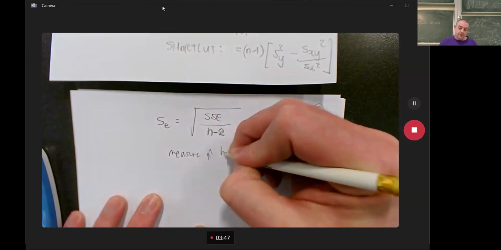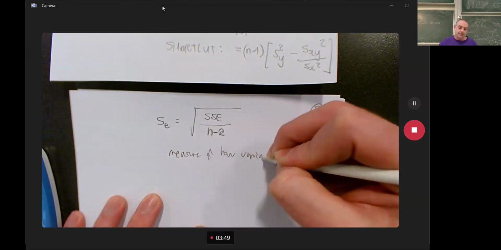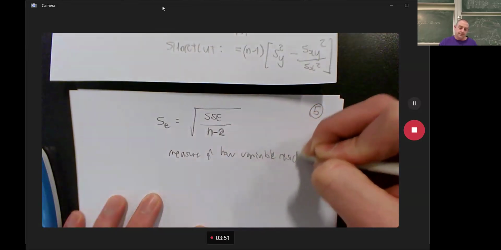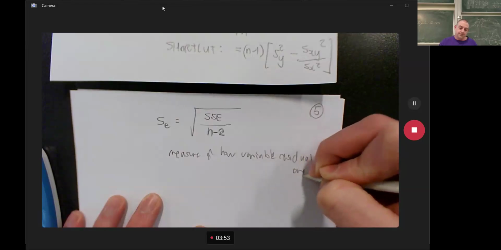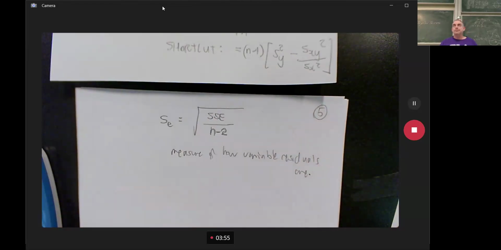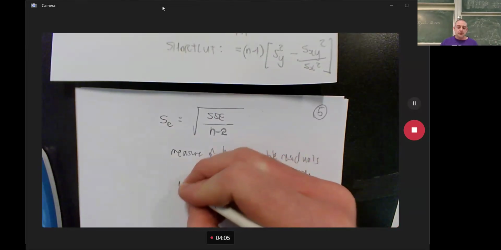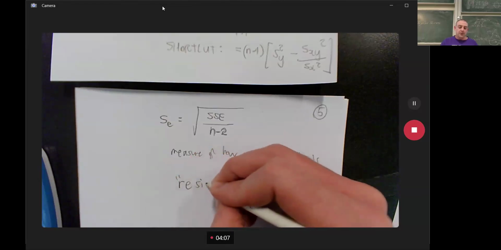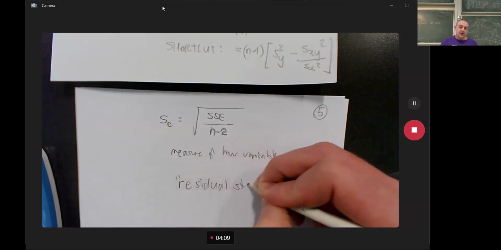And that is called, there's a word for it, the residual standard error. I think it's called the residual standard error.